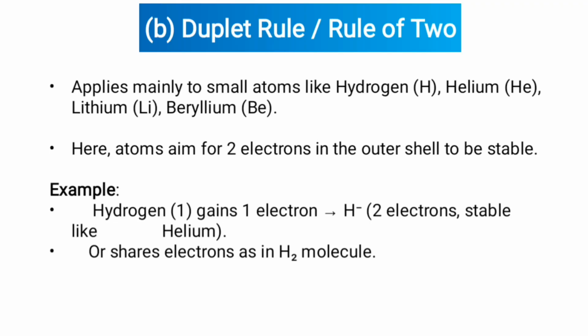Now, my dear student, the rule of 2. It applies mainly to small atoms like hydrogen, helium, lithium, beryllium. Here, atoms aim for 2 electrons in the outer shell to be stable. Example, hydrogen: H has 1 electron, gains 1 electron to form H-, with 2 electrons, stable like helium, or shares electrons as in the H2 molecule.